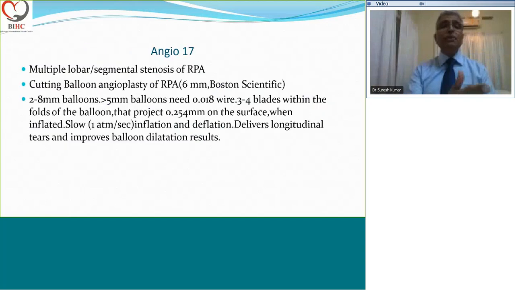This was a 6 millimeter Boston Scientific cutting balloon. They come in 2 to 8 millimeter sizes. They have 3 to 4 blades within the folds of the balloon. So when you inflate, you do a very slow inflation and deflation. When you inflate, it will deliver a longitudinal tear, and then the balloon would dilate it. For very tough, recalcitrant pulmonary artery stenosis, cutting balloons are used. Basically meant for coronary artery stenosis, but we borrow that use into pulmonary arteries. Okay, so that was peripheral pulmonary artery stenosis being treated with cutting balloon angioplasty.